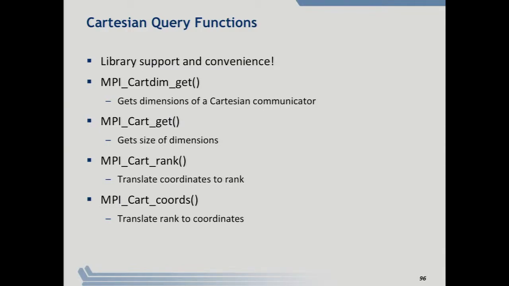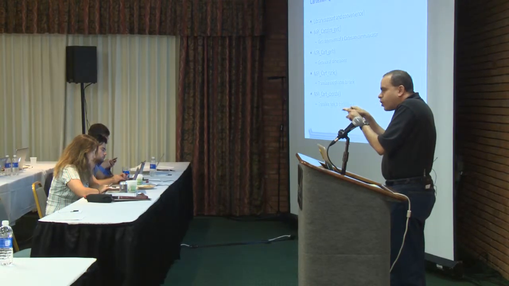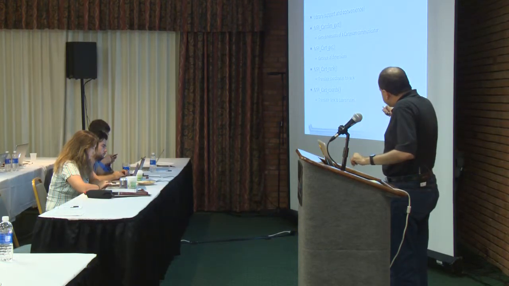Then these Cart_rank and Cart_coords. Cart_rank translates coordinates in the Cartesian topology to a rank. So let's say you're in a 2D Cartesian topology, and then from 0 to number of processes in this dimension and 0 to number of processes in this dimension. That's the 2D Cartesian coordinates. Who is 4, 4 in this 2D mesh? And what is the actual rank of that process? You can get that using Cart_rank.